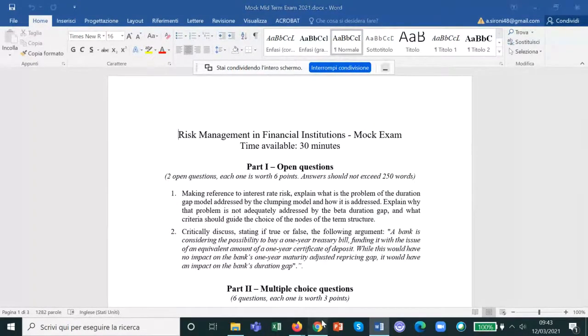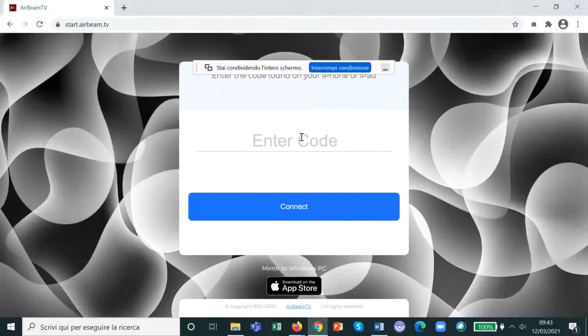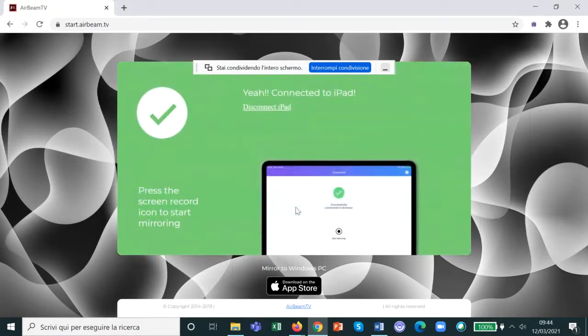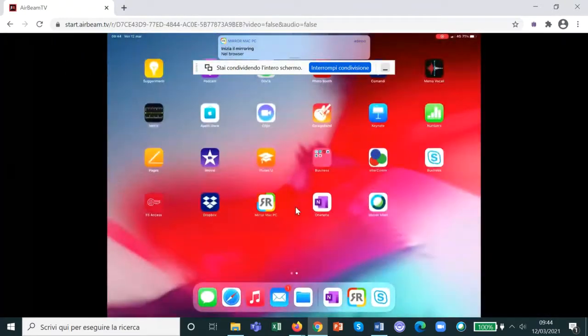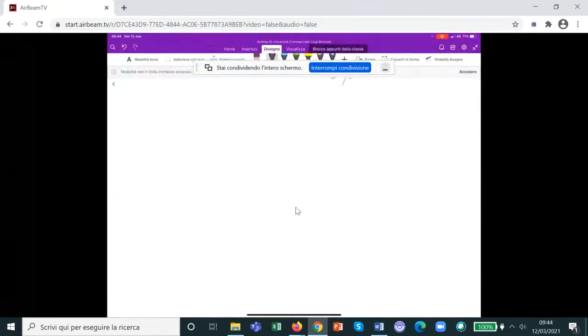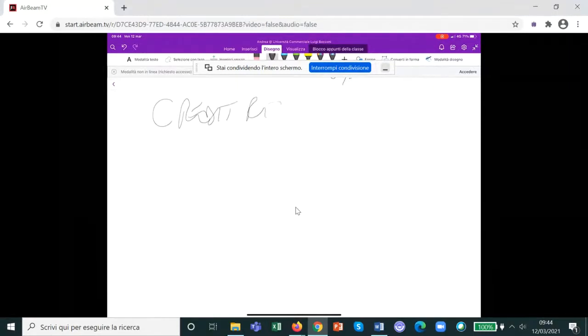In this case, let me just say a couple of words, because we have a few minutes left, on what we're going to do next, on the next section of the course, which is going to be related to credit risk. So basically, when we meet, not next week, but the following one, we'll start talking about credit risk.